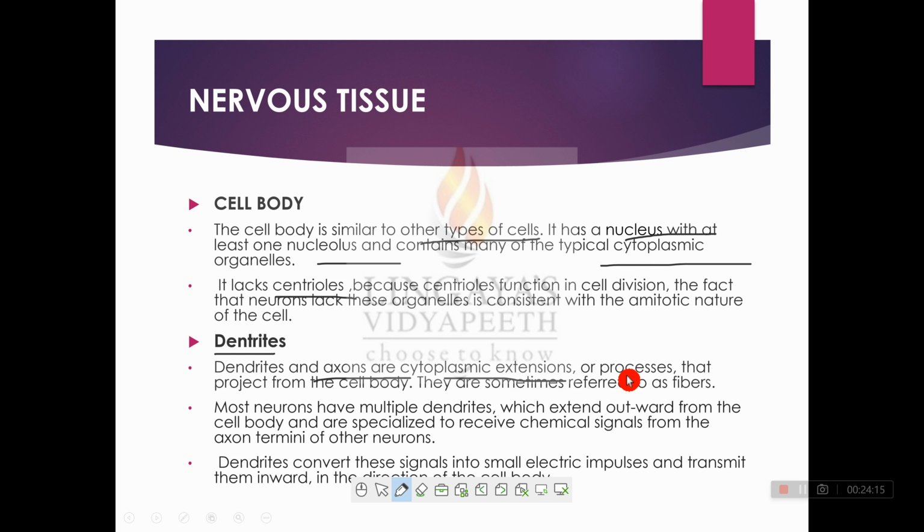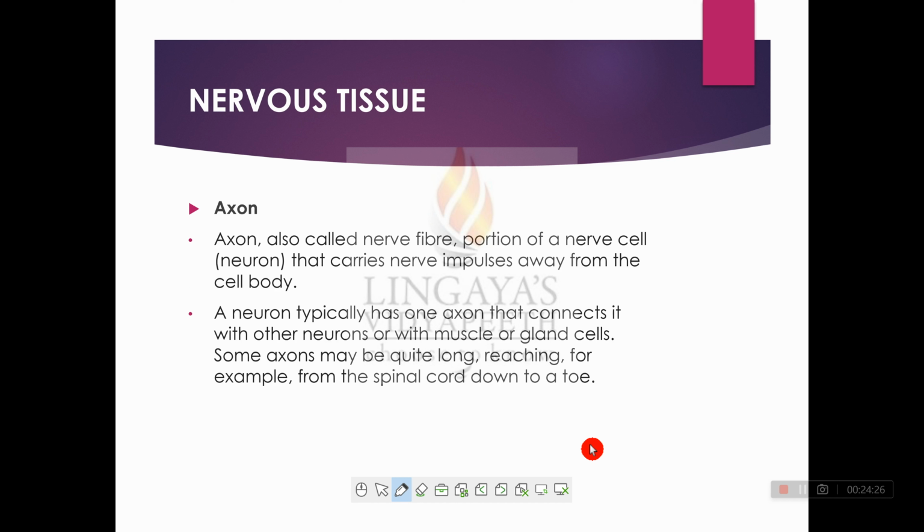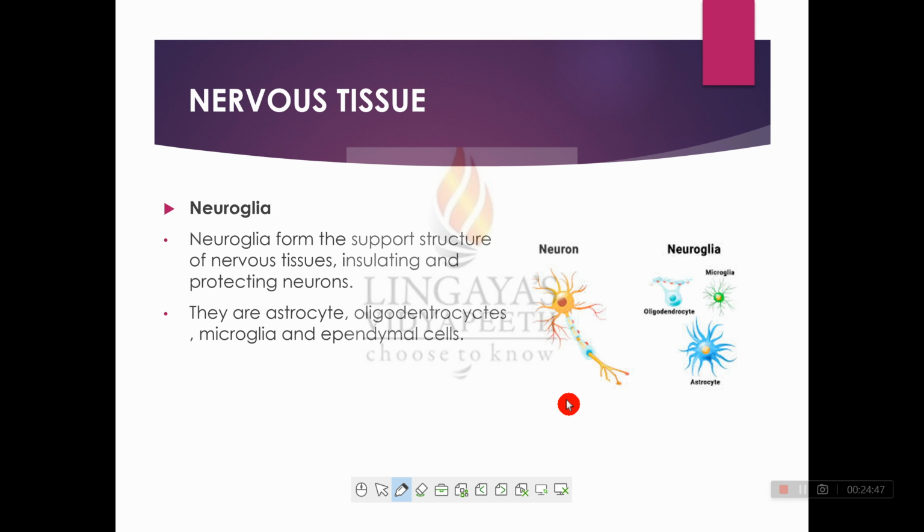What is the function of dendrites? Dendrites convert the signals they receive into electrical impulses and transmit them inward in the direction of the cell body so that a reaction is formed in the body. Now talking about the axon. Axon is also called the nerve fiber. It carries nerve impulses away from the cell body so that the nerve impulses can be transmitted to the other cell. A neuron typically has one axon that connects it with other neurons or muscle or gland cells.